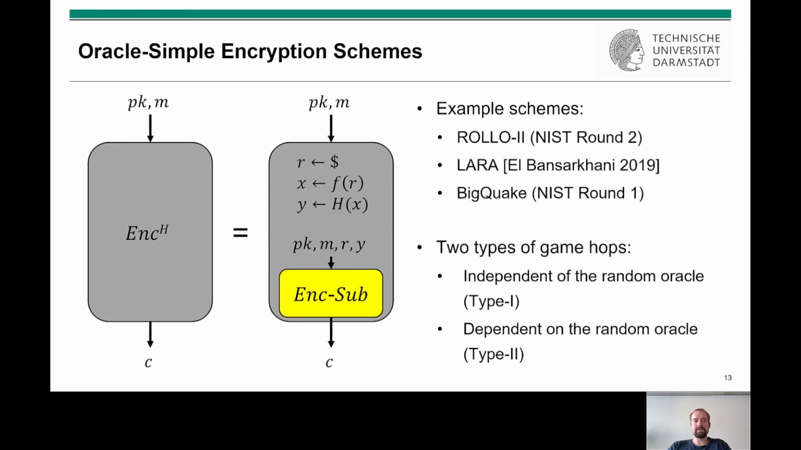Now, what these oracle-simple encryption schemes allow us is to divide the game hops in the proofs into 2 different types. So one, we have the game hops which are independent of the random oracle. This is what we call type 1 game hops. And then the game hops which are actually dependent on the random oracle. This is what we call type 2 game hops.